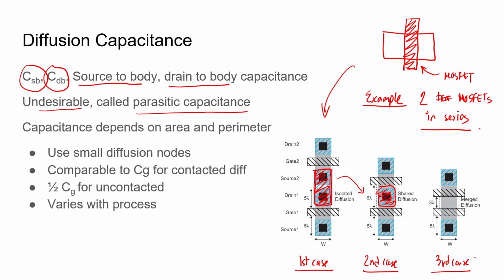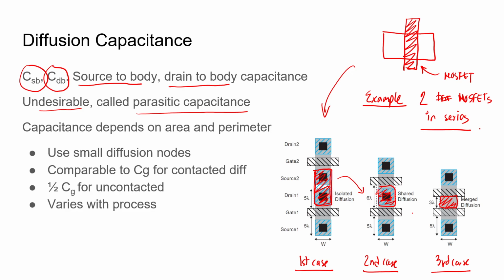And in the third case, we have two NMOS transistors in series, or two MOSFETs in series, but we have a merged diffusion here, which means that no contact is here in between the two transistors. So in this case, the diffusion area is much smaller than either of the two cases.